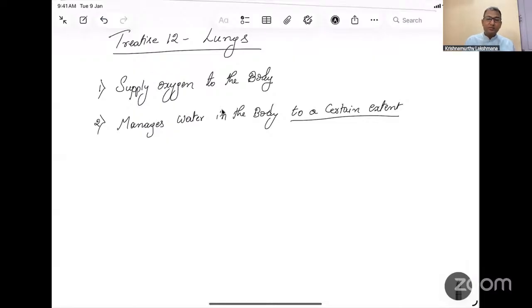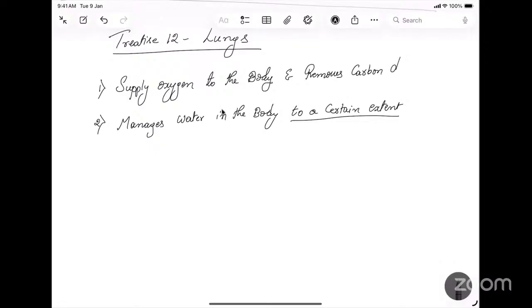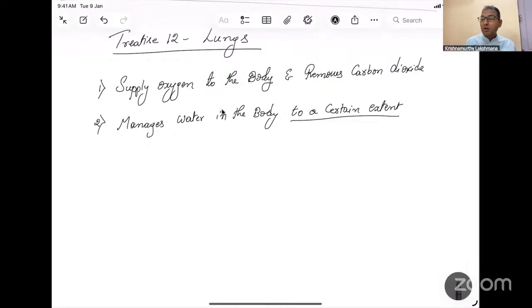And what else? Excretion of carbon dioxide. Supply oxygen to the body and removes carbon dioxide. Blood filtration. How does it do blood filtration? Transports the blood. Filtration of blood is done through the kidney, correct.